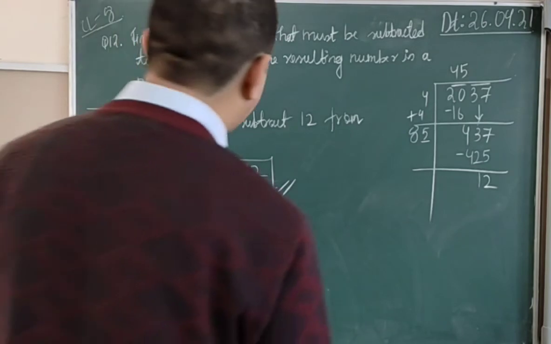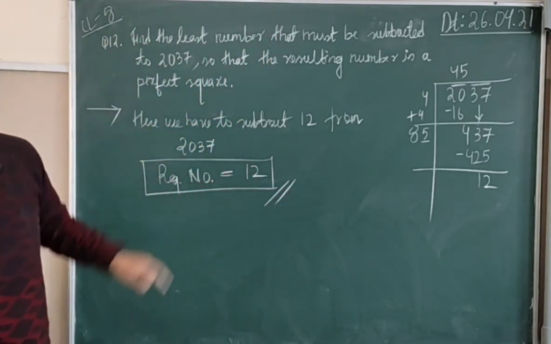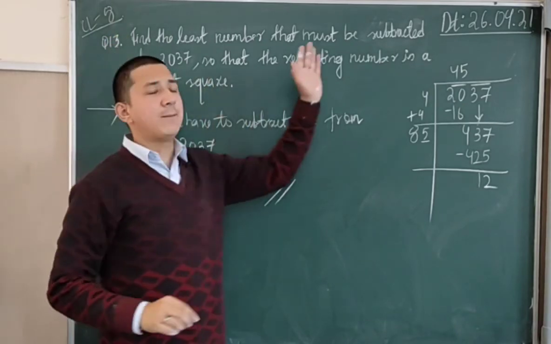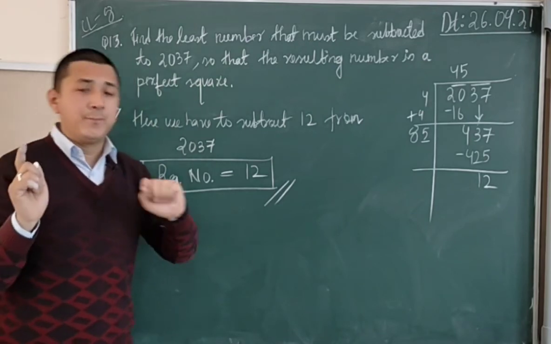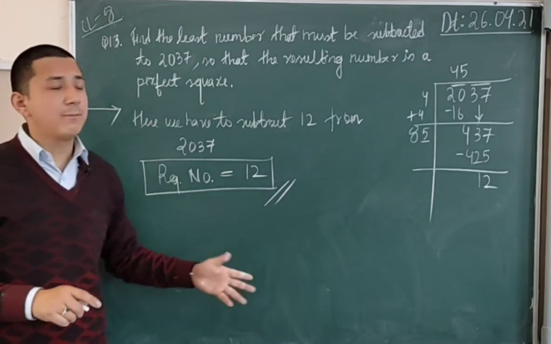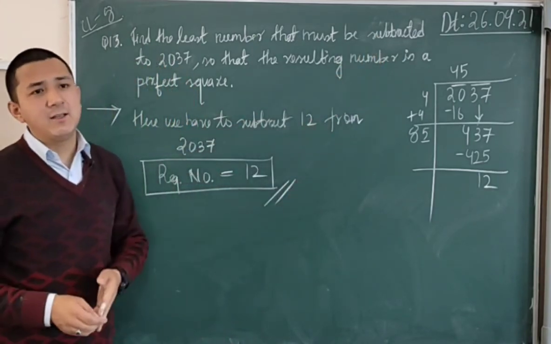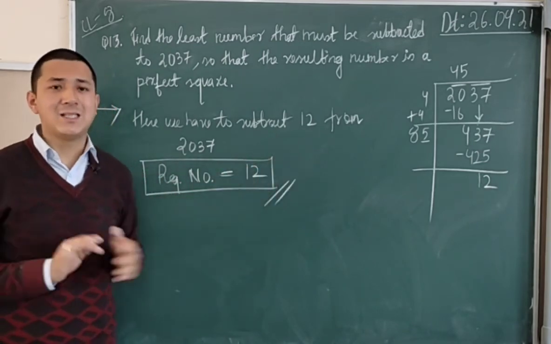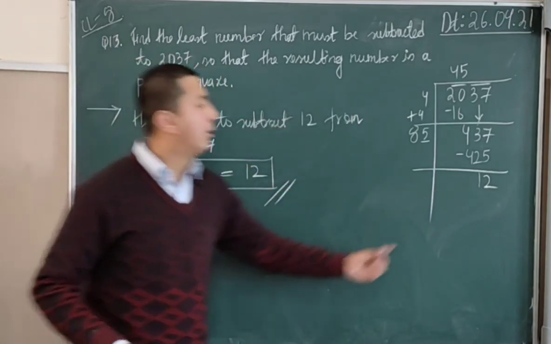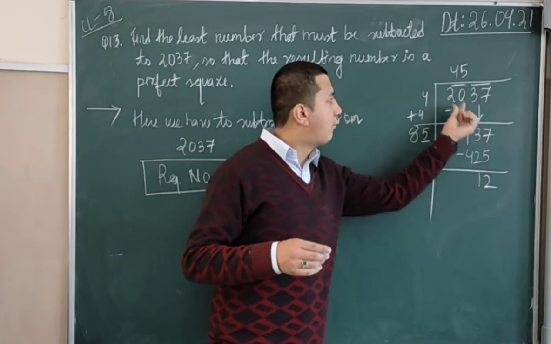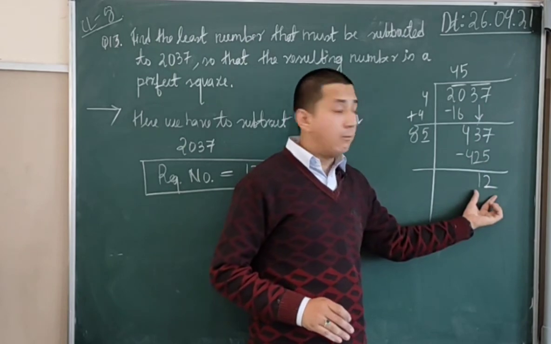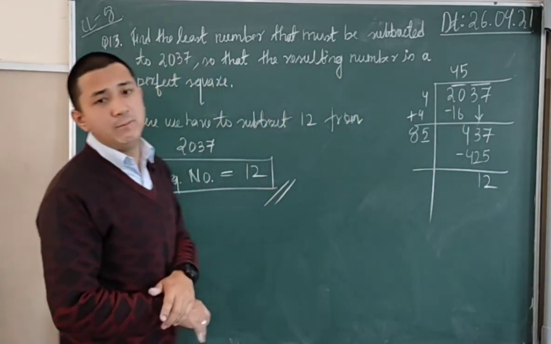Alright, the next question is question number 13. The question says, find the least number that must be subtracted. Just opposite of the previous one. The previous one was find the least number that must be added, but this one is find the least number that must be subtracted. So when the case is subtraction, you just have to see the remainder. That's it. You find the square root of 2037. What is the remainder? 12. Because of this 12, 2037 is not a perfect square, and when I subtract 12 from 2037, that number will be a perfect square.